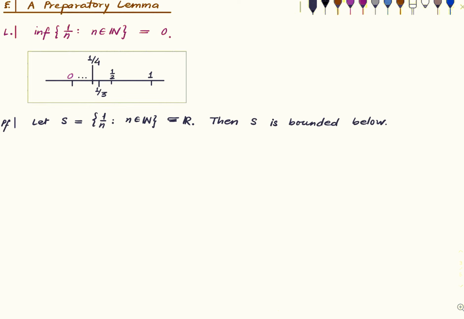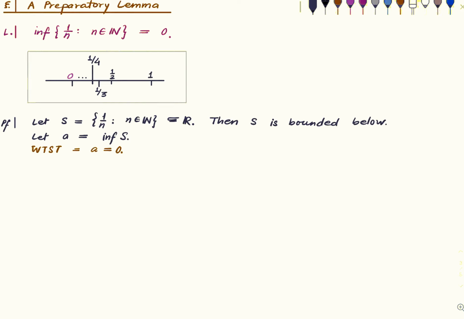Okay. So let A be the greatest lower bound. Okay, and we want to show that. Okay, so all we have done is just to restate the thing. Now, here is the thing.